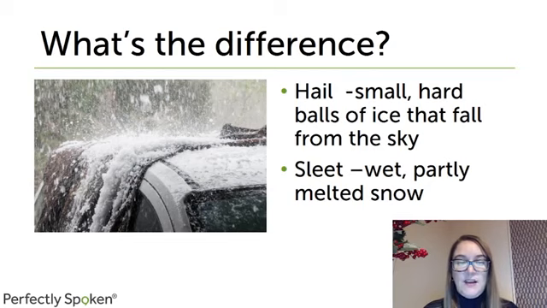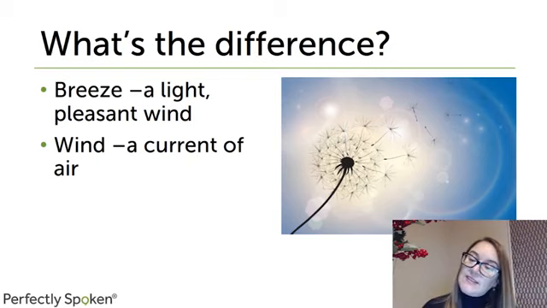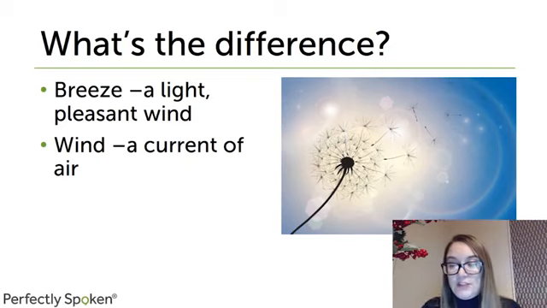Okay, and our last one was breeze and wind. Okay, so whereas wind is just the descriptive word for a current of air, breeze has a much more positive connotation. It means a light, pleasant wind.